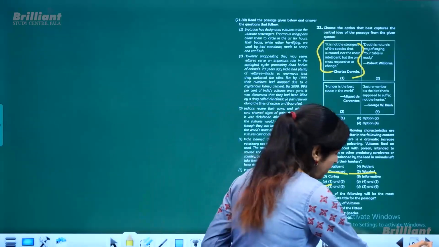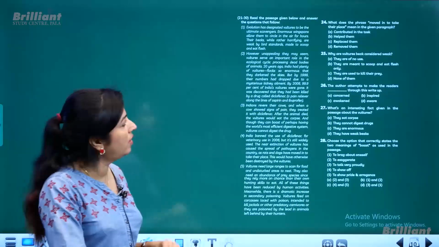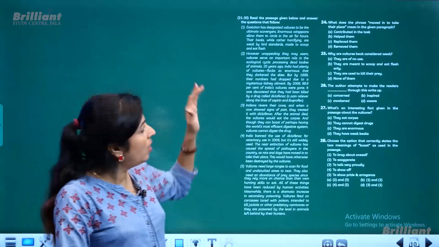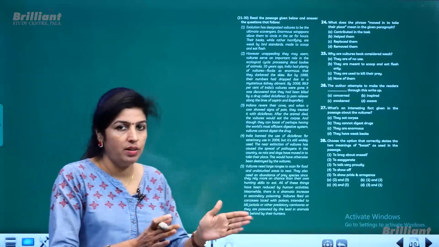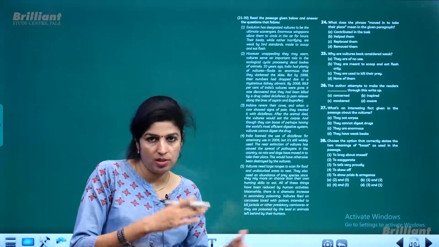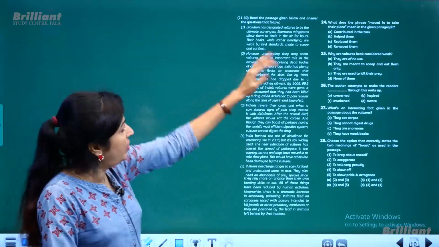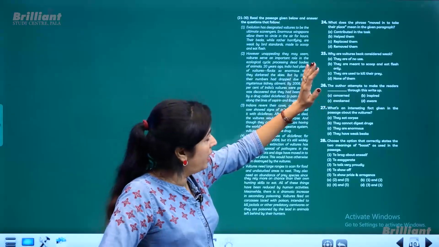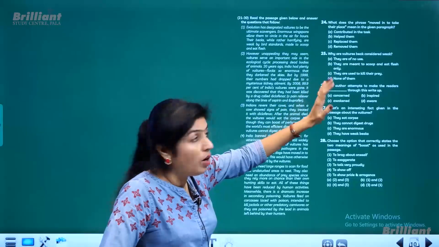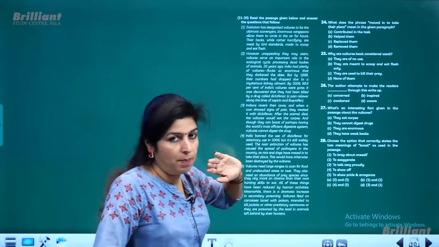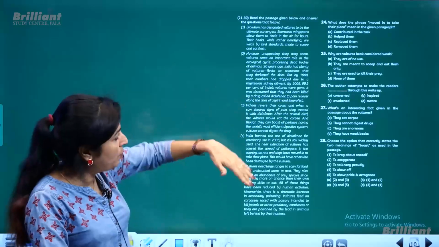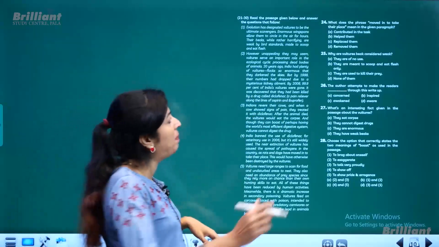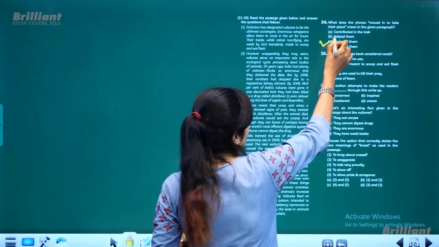Now we have the next question based on the passage. What does the phrase "moved in to take their place" mean? To take their place is to substitute, isn't it? So which of the options is the correct meaning of to move in to take their place? Is it contributed in the task? No. Helped or backed them up? No. But replaced them. Replace means substituted.